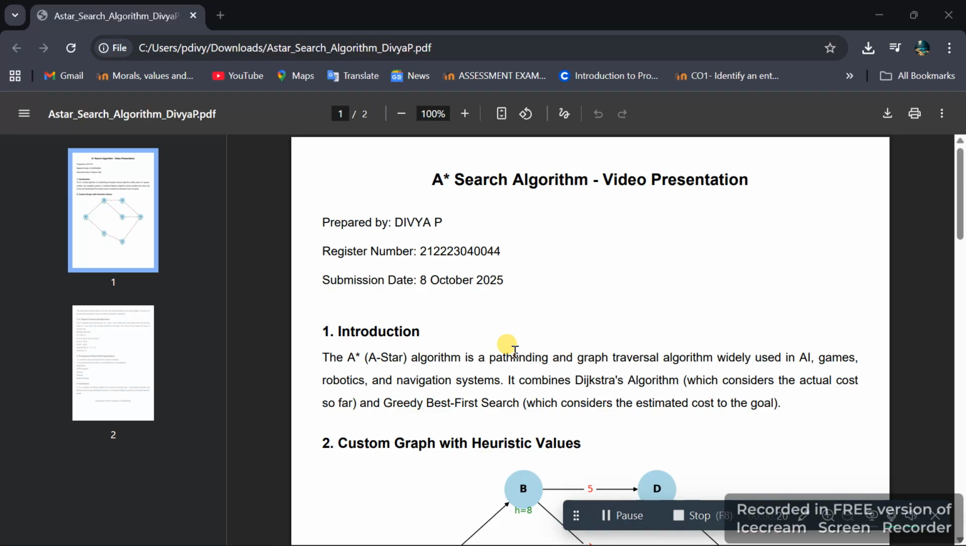The beauty of A star lies in how it smartly combines two strategies: Dijkstra's algorithm, which focuses on actual cost so far, and greedy best-first search, which focuses on estimated cost to the goal.